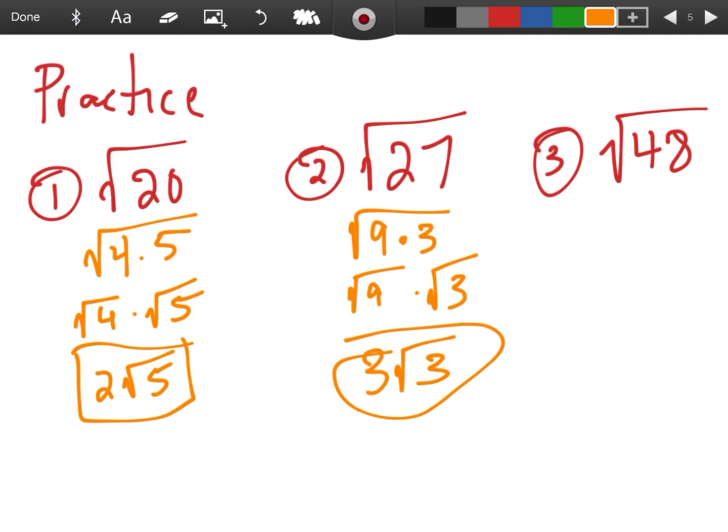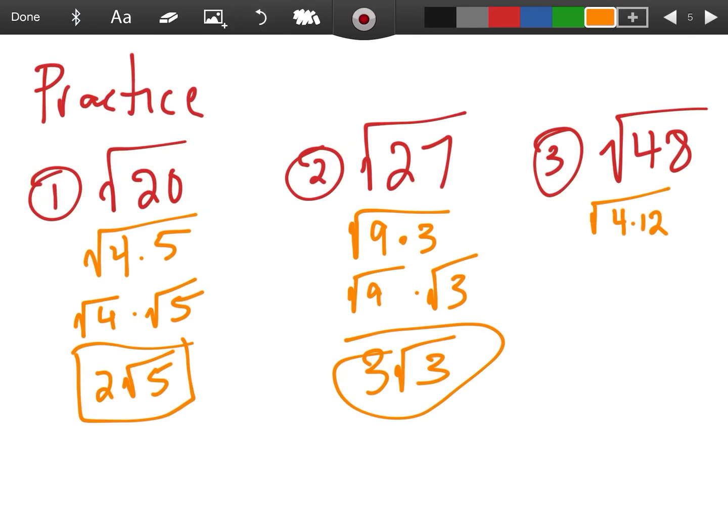All right, now for this last one, I'm taking a look at 48. I think of some of its factors, 2 and 24. We've got 4 and 12. As soon as I hear that 4 and 12, I'm going to split this up and write it as the square root of 4 times 12. That is then the square root of 4, which is 2, times the square root of 12.